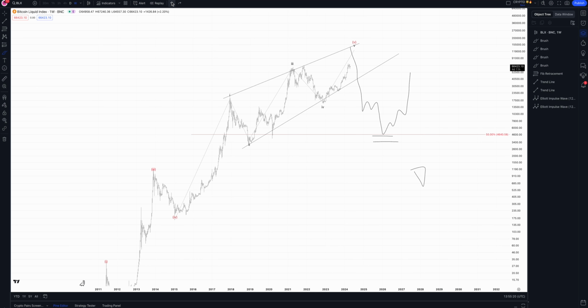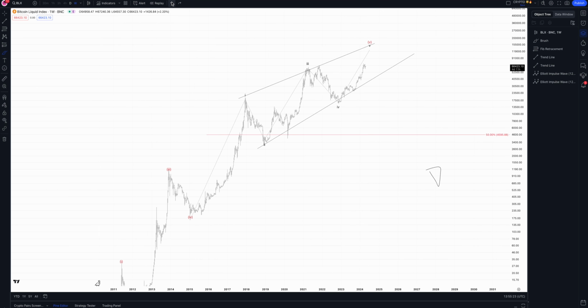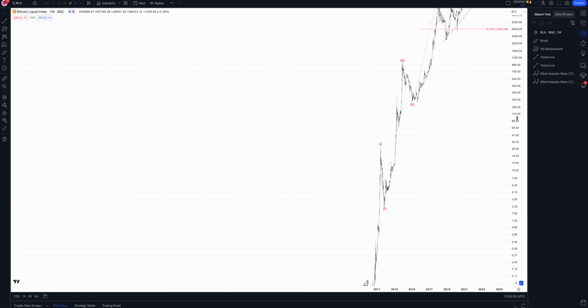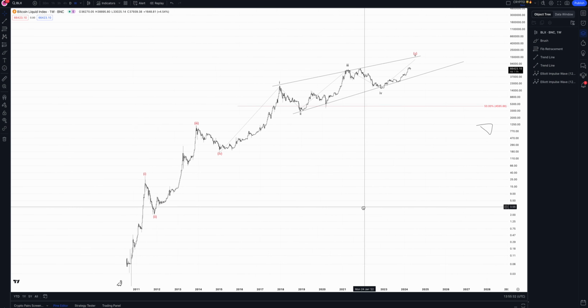But we'll definitely see what happens when the time comes, and I will be updating you in the Discord. So nothing to worry about with Bitcoin. It's just grinding its way up. And yeah, I think that we still have one more wave up to go before a nasty crash.